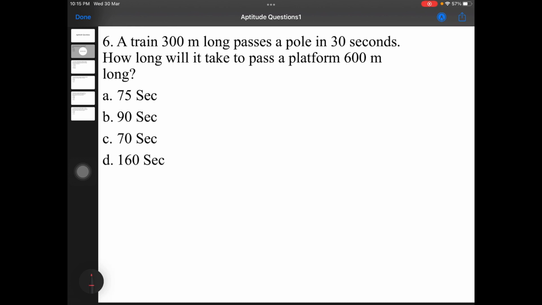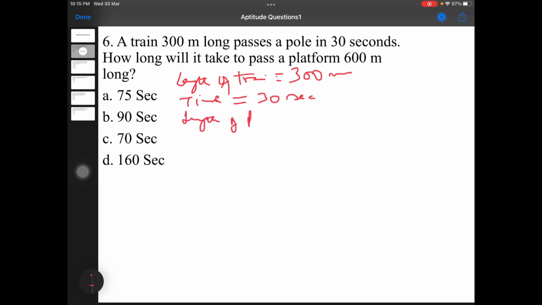Here in this question, the data given is the length of the train, 300 meters, and the time which the train takes to pass the pole, which is given as 30 seconds, and then the length of the platform is given as 600 meters.